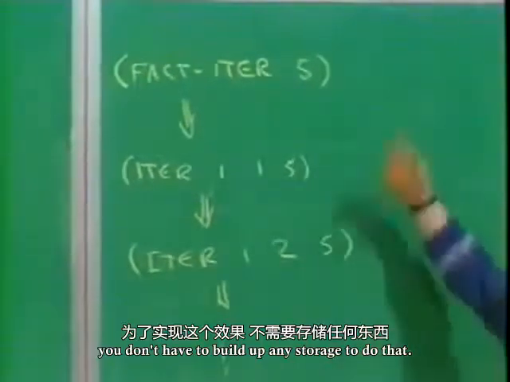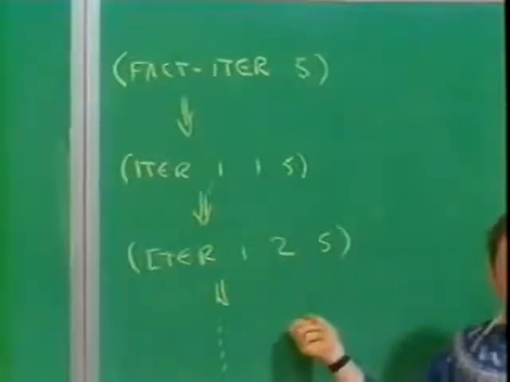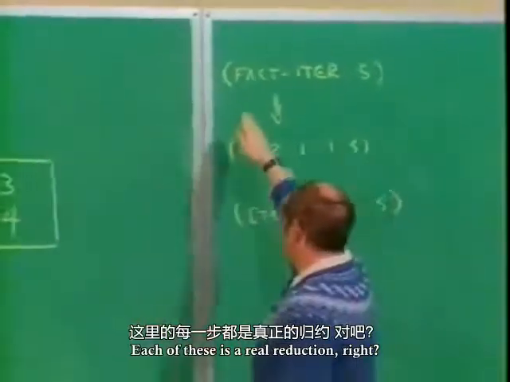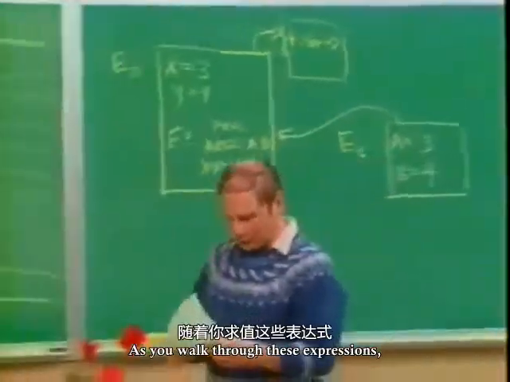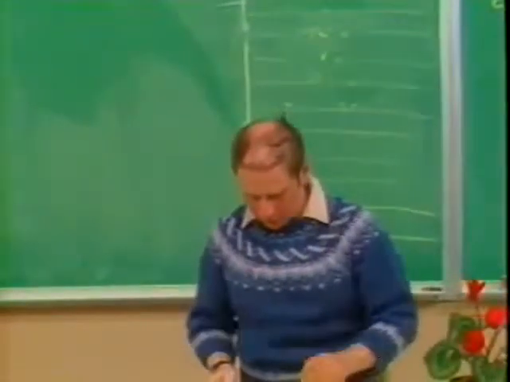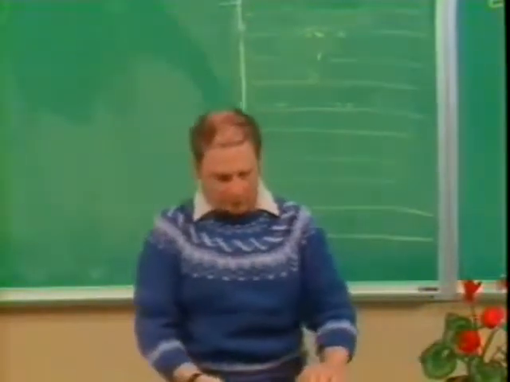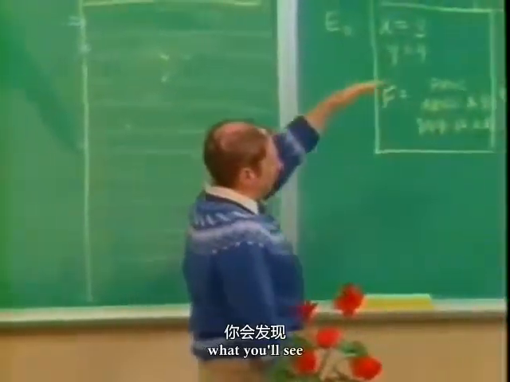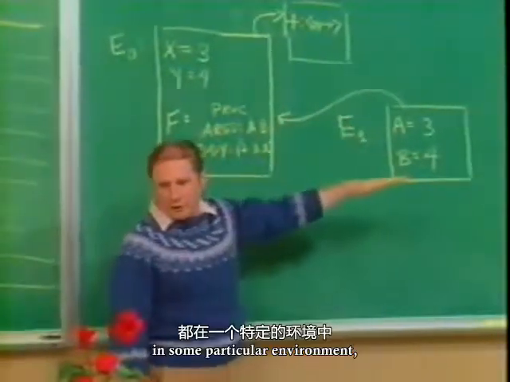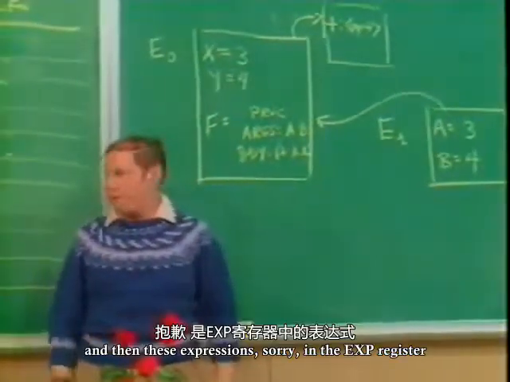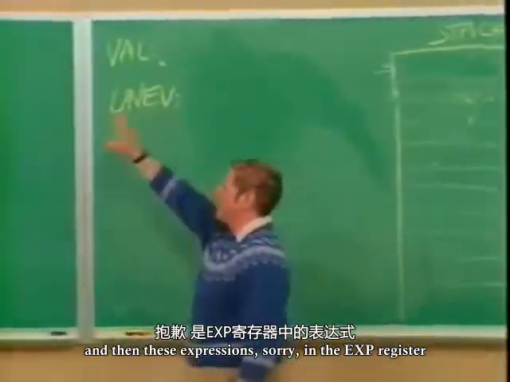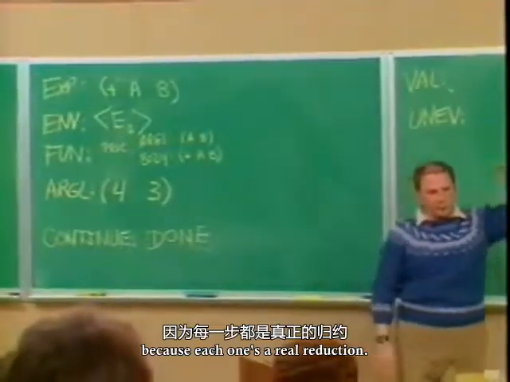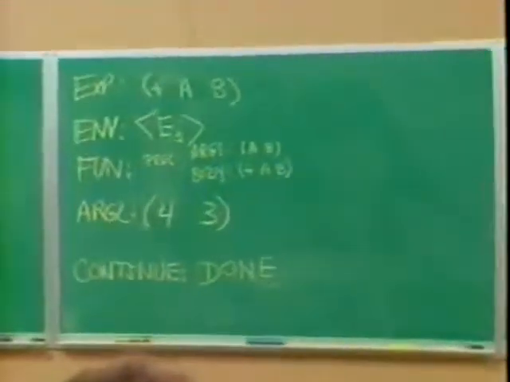And we kept saying, well, look, you don't have to build up any storage to do that. And we waved our hands and said, in principle, there's no storage needed. Now you see no storage needed. Each of these is a real reduction. Right? As you walk through these expressions, what you'll see are these expressions on the stack in some particular environment, and then these expressions in the X register in some particular environment, and at each point there'll be no accumulated stuff on the stack, because each one's a real reduction. Okay.